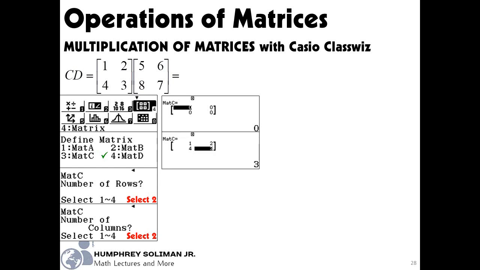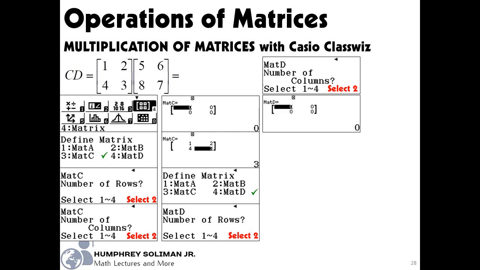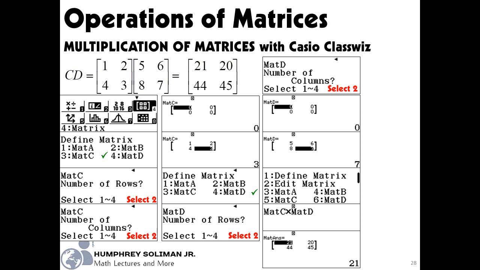Let's select option 4, for matrix D. Then, select the number of rows for matrix D, select 2. Then, select the number of columns for matrix D, select 2. Input the elements carefully. Next, choose option 5, matrix C, times, option 6, matrix D. You can now see the product if you press the equals key, the resulting matrix is now shown.